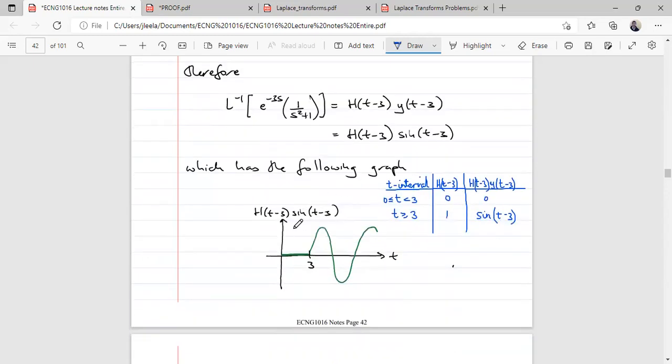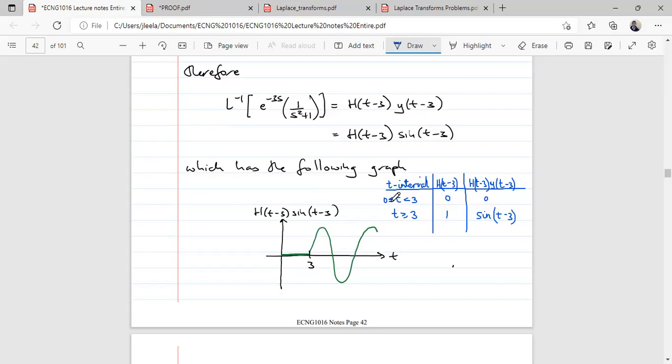And this is the graph here, right? So I draw a table in order to illustrate the graph because the Heaviside is of t minus 3. By definition, your t naught is 3. So less than t naught, the graph will be 0, right? The Heaviside will be 0.